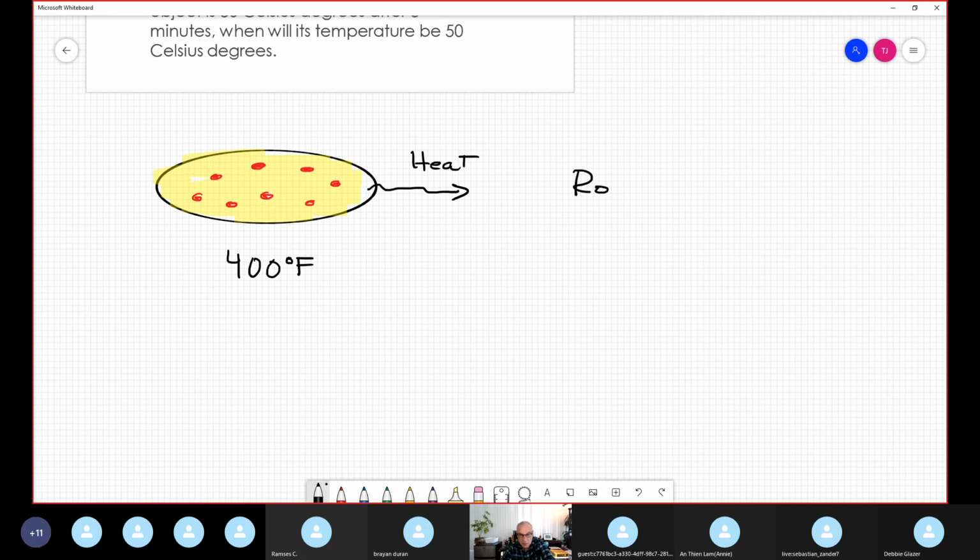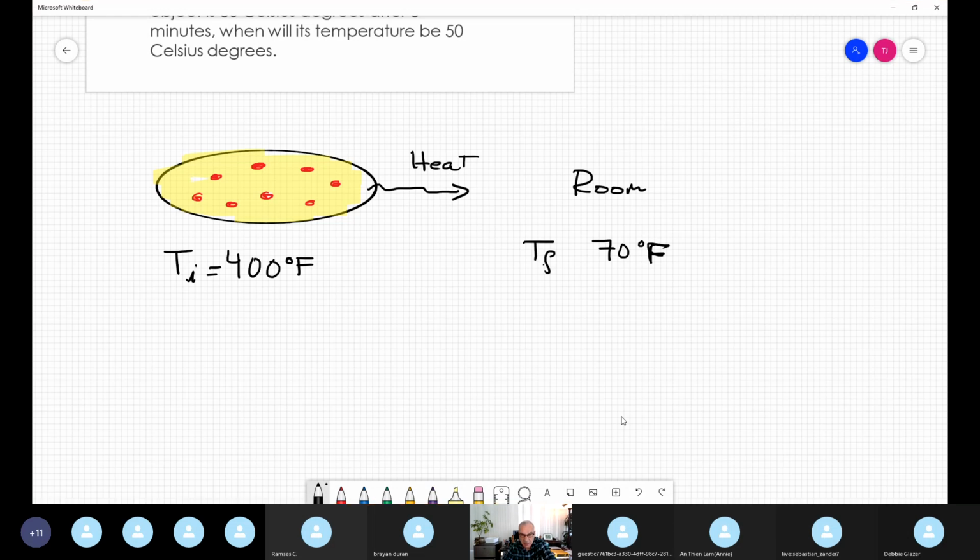This is a room. And the room has, for example, 70 Fahrenheit degrees. Therefore, the temperatures have an initial temperature. I represents the initial temperature, and F represents the final temperature.